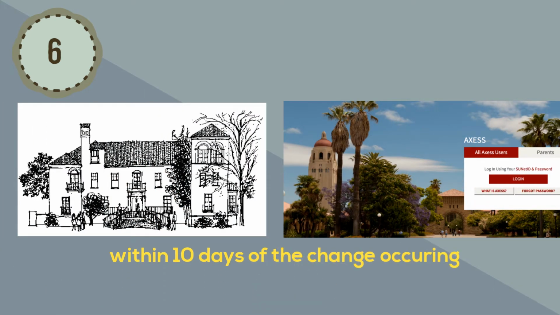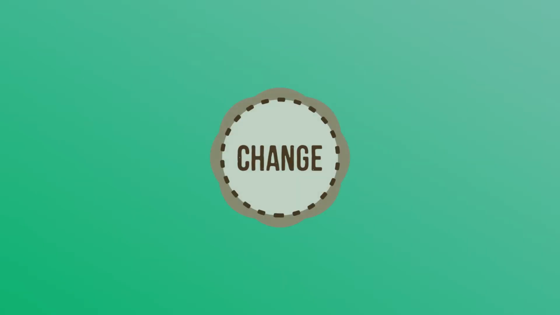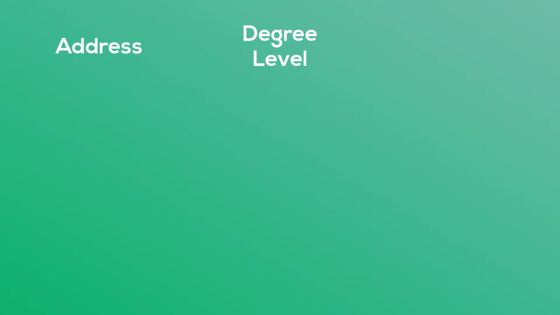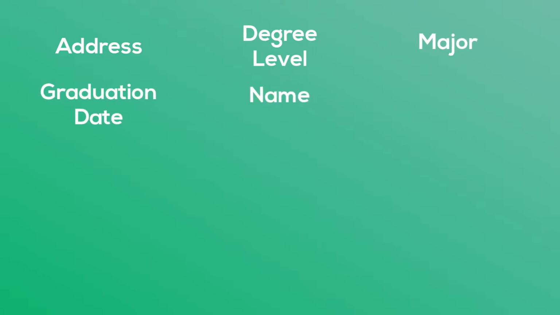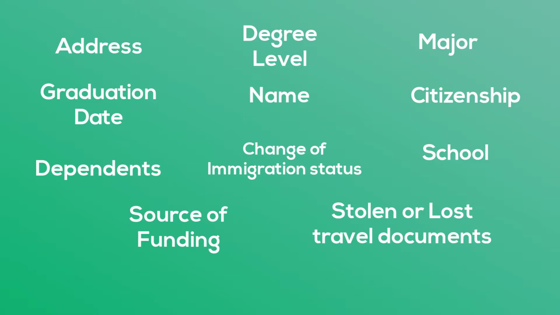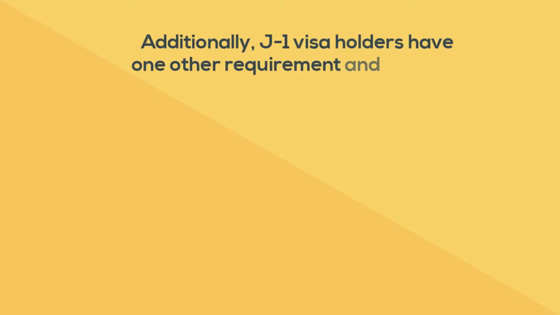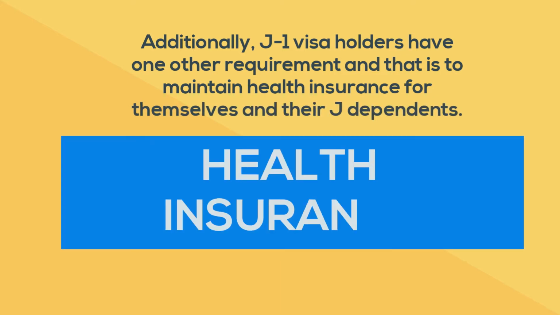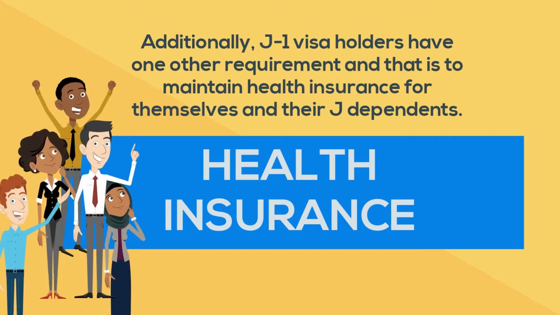Number 6. Report any changes to the Bechtel International Center through Access within 10 days of the change occurring. Those changes include any and all personal, program, and financial changes that include but are not limited to address, degree level, major, graduation date, name, citizenship, dependents, change of immigration status, school, source of funding, stolen or lost travel documents. Additionally, J1 visa holders have one other regulation to follow, and that is to maintain health insurance that meets the J visa requirements for themselves and their dependents.